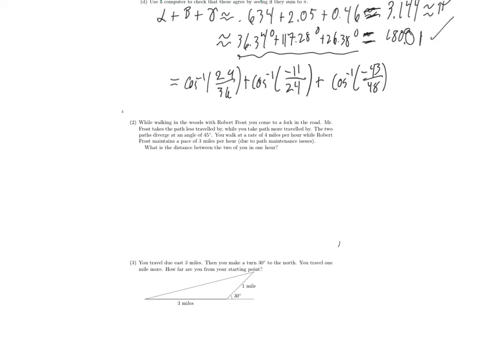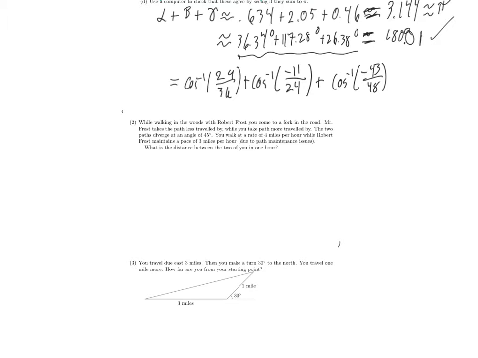Let's close with some examples of how you can use the law of cosines to answer real-world questions. And here's one. While walking in the woods with Robert Frost, you come to a fork in the road. Mr. Frost takes the path less traveled by, while you take the path more traveled by.